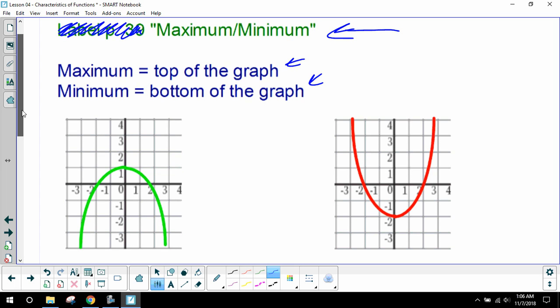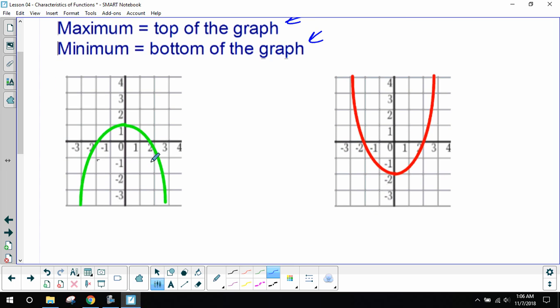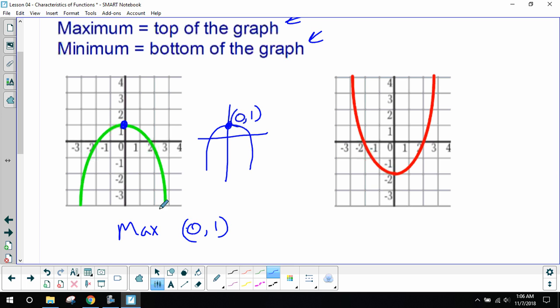Again, pause the video when you need to so you can jot down your notes. So, if I were to draw this in my notes, rough sketch, the point right here is going to be 0, 1. Guess what? This is like a mountain. Top of the mountain is right there at the 0, 1. So this has a max of 0, 1. Maximum point.